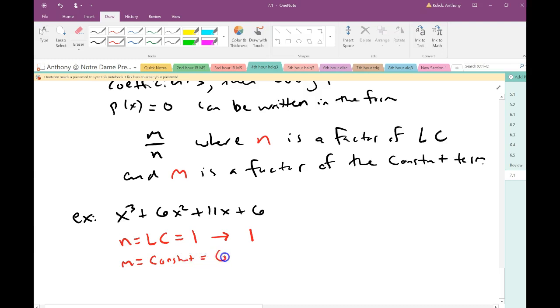M is the constant term, that's 6. The factors of 6 are 1, 2, 3, and 6. And really our textbook is dumb. They really should say plus or minus m over n.